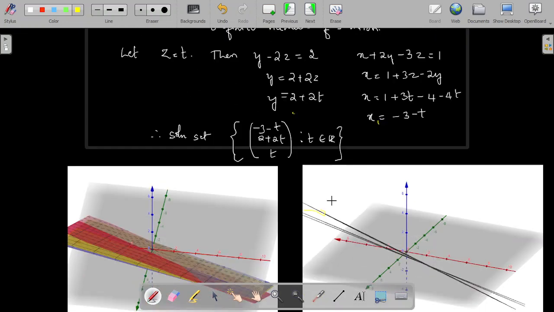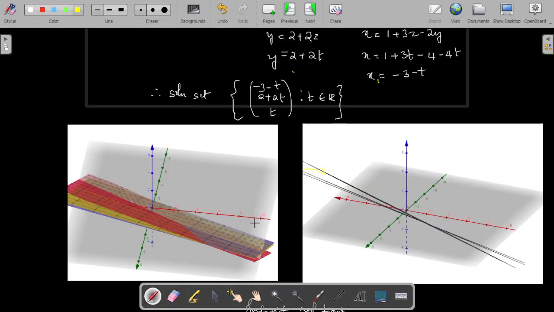When you plot this geometrically, you will get the graphs like this. These are the 3 planes as here. They will intersect, all the 3 planes intersect at this point. Actually, this is not just a point, it is along the line. This is the point of intersection along the line. So there are infinite number of solutions.